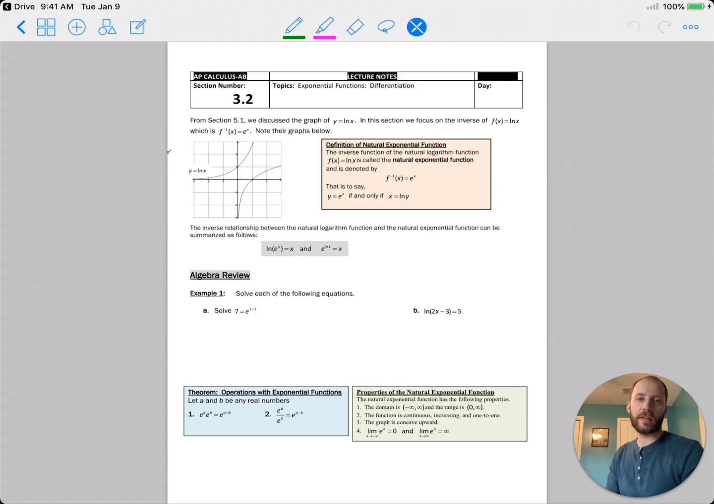Hey, the topic in this video is exponential functions differentiation. This corresponds to section 3.2 in our textbook. So again, this unit, going back, picking up all the little pieces we left behind throughout the chapter so far. Now looking at exponential functions, specifically the natural exponential function, okay?